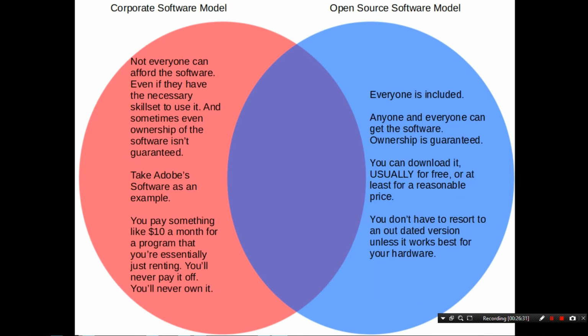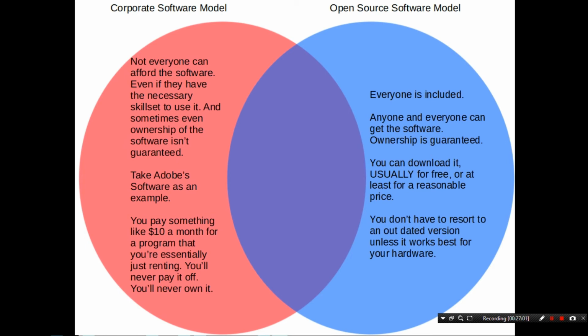So with the corporate software model, not everyone can afford the software, even if they have the necessary skill set to use it. And sometimes, even ownership of the software isn't guaranteed, like with my previous example with Adobe. Nowadays, you pretty much have to rent it forever, which is stupid. Yeah, and then basically you're just renting it, and you never pay it off, and you'll never really own it.